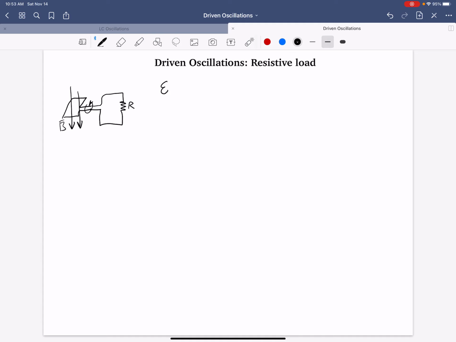There's the EMF of the voltage source, right? So this effectively is one giant battery, E. So we have that, and then minus the voltage drop across the resistor, which for now I'll just write as V of R, right? And that's it. So that's a very simple Kirchhoff's loop rule for this resistive load circuit, all right?